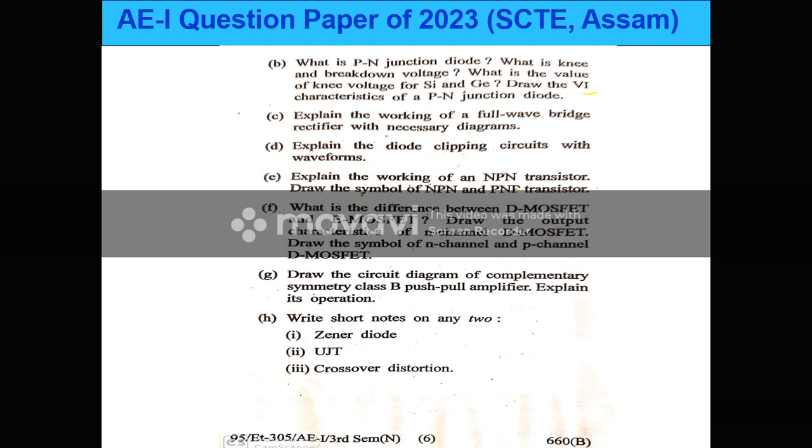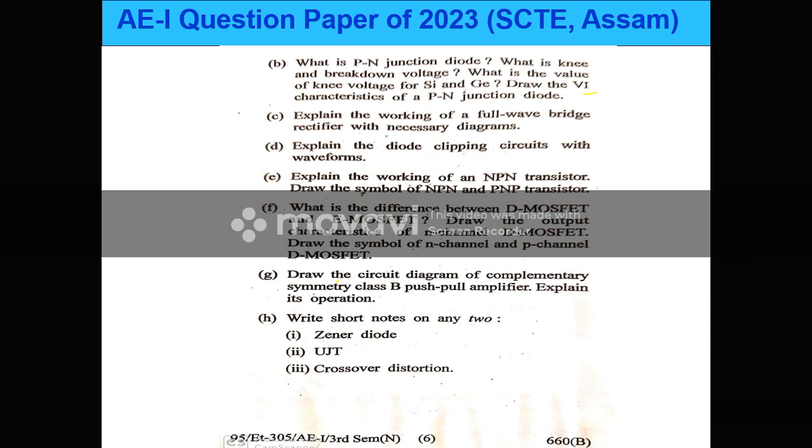Explain the working of an NPN transistor. Draw the symbol of NPN and PNP transistor. What is the difference between D-MOSFET and enhancement MOSFET? Draw the output characteristics of N-channel D-MOSFET and draw the symbol of N-channel and P-channel D-MOSFET.